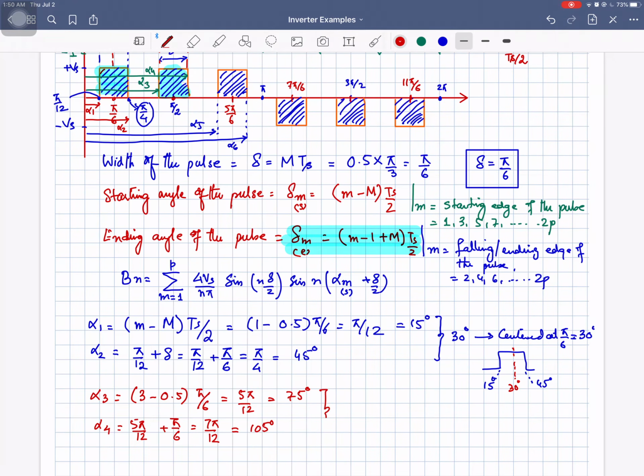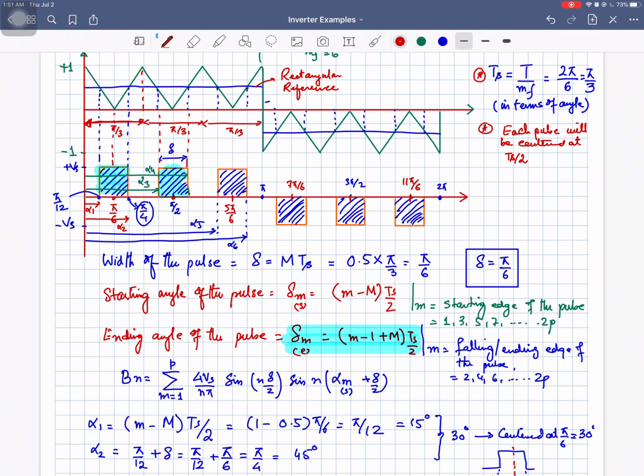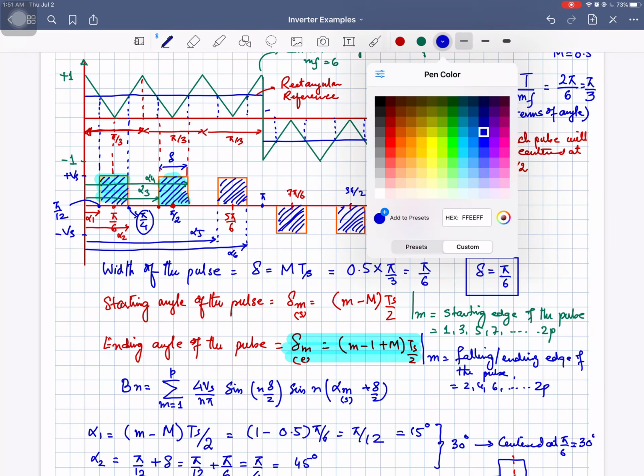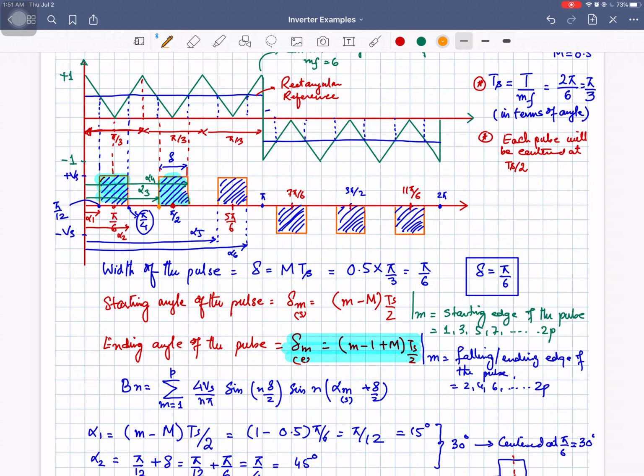So again you can see the difference of these two is 30 degree, and this pulse is centered at 90 degree, and you can observe in this pulse that this is centered at pi by 2. The starting point, this one, let me choose a different color for this one. Let's suppose this is the starting point. So this starting point is 5 pi by 12, and this is the ending point, and this is 7 pi by 12, and this is centered at pi by 2.